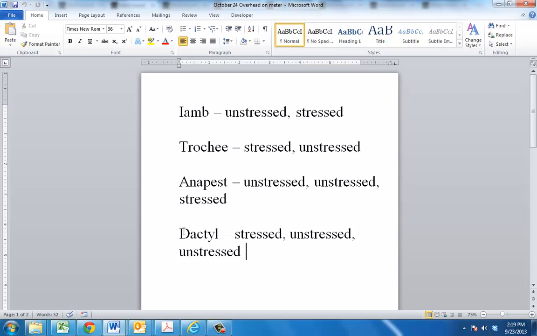Just a little tip to help you remember these. The ones that begin with vowels, iamb and anapest, begin with unstressed syllables. That always helps me a little bit.